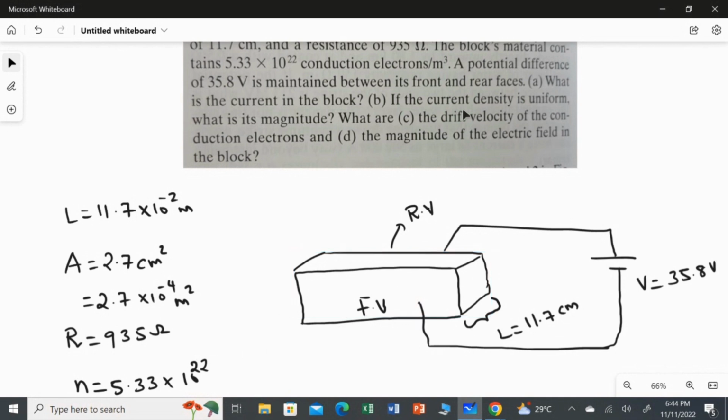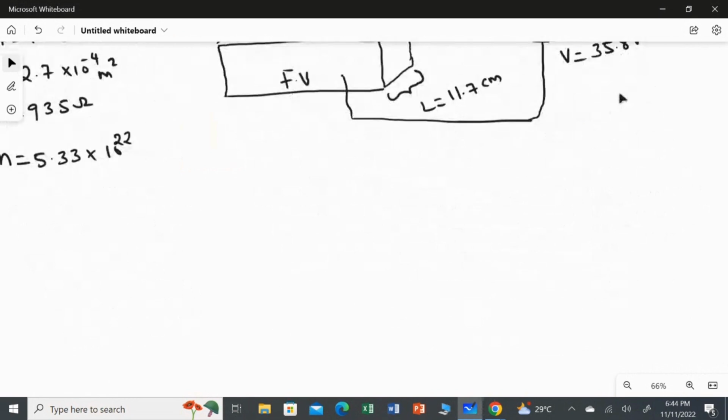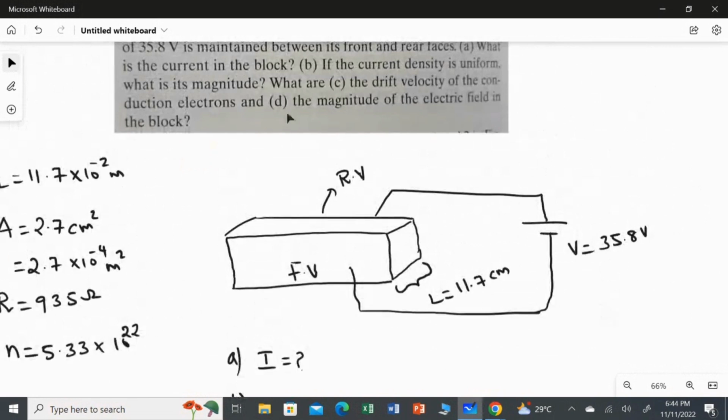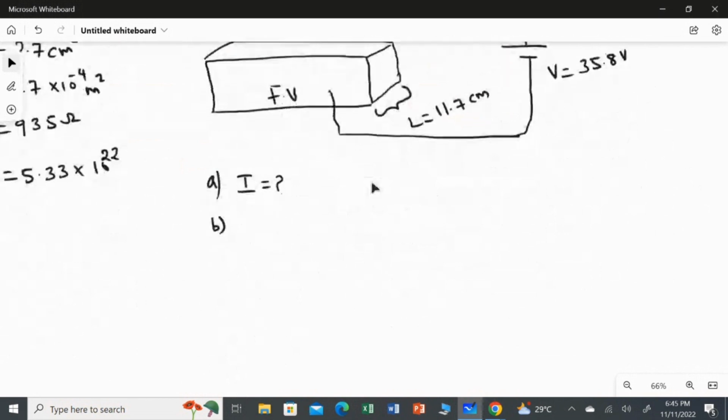By using all these values, we are going to answer the 4 questions. In the first question, we are going to find the current in the block, because we are applying the voltage. So we have to find the current, which is I. In the second question, we are going to find the current density. If the current density is uniform in the block, what should be its value? That is the current density, J. Clear?